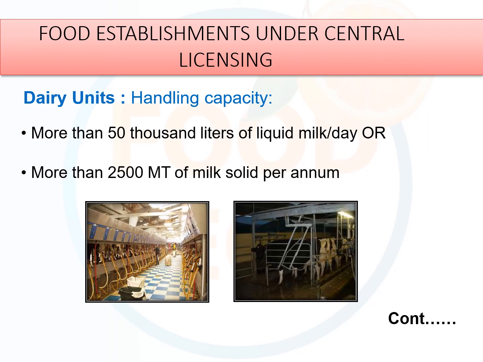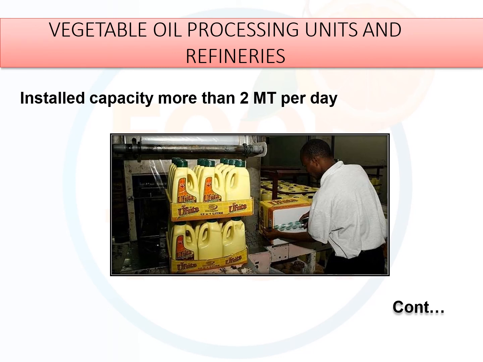So the various food establishments which come under the central licensing: the first is the dairy units. Talking about the handling capacity of the dairy units coming under the FSSAI license, it is more than 50,000 liters of liquid milk per day, or 2,500 metric tons of milk sold per annum. These can be the conditions for the handling capacity. And installed capacity should be more than 2 metric tons per day.